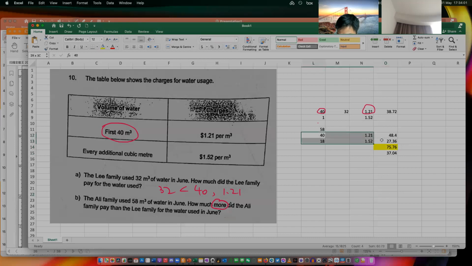It's not very hard, right, to get 75.76? Basically you just do this.